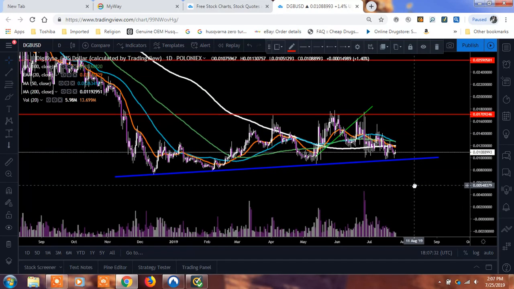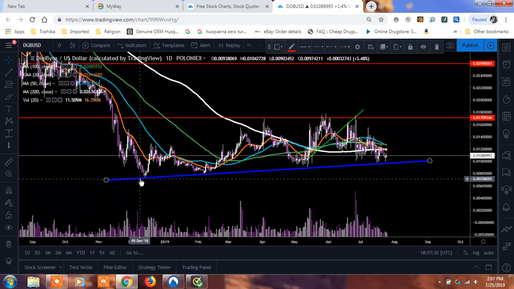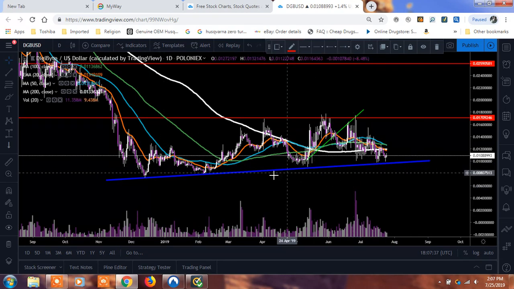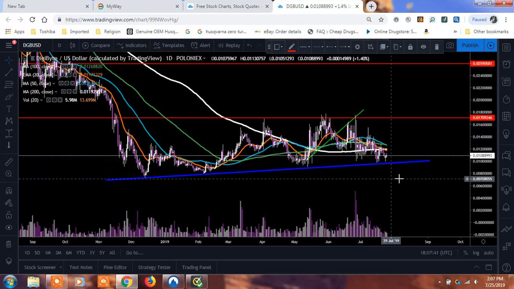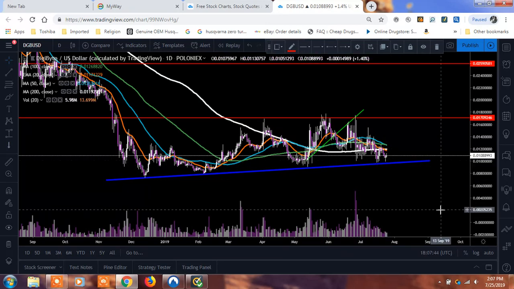So with Digibyte, what we're looking at here, we still have intact our higher lows. You can see this blue trend line. So this has been holding. You can see some wicks here, some defense. So the bulls have been holding that up. But we have to pay attention to that.